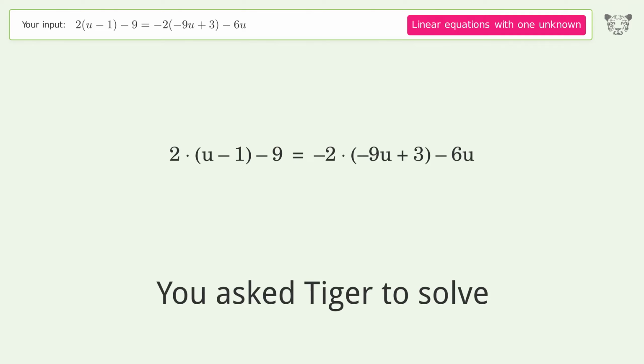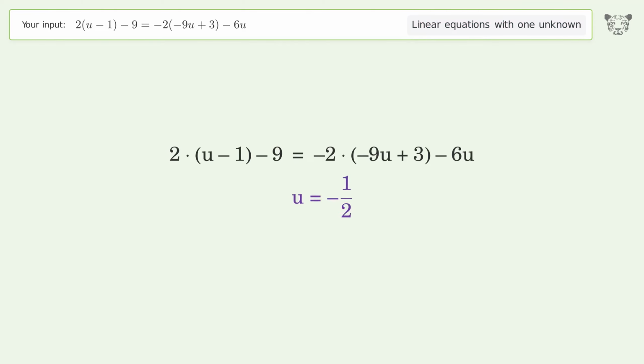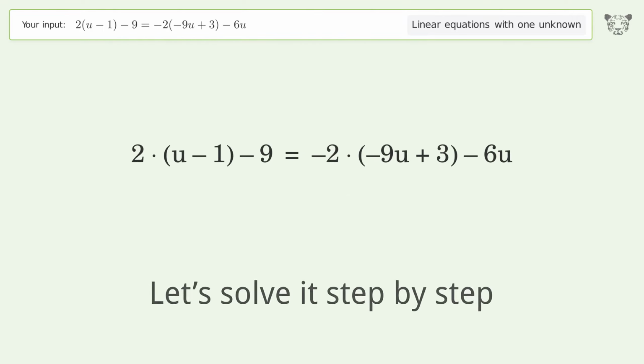You ask Tiger to solve. This deals with linear equations with one unknown. The final result is u equals -1/2. Let's solve it step by step.